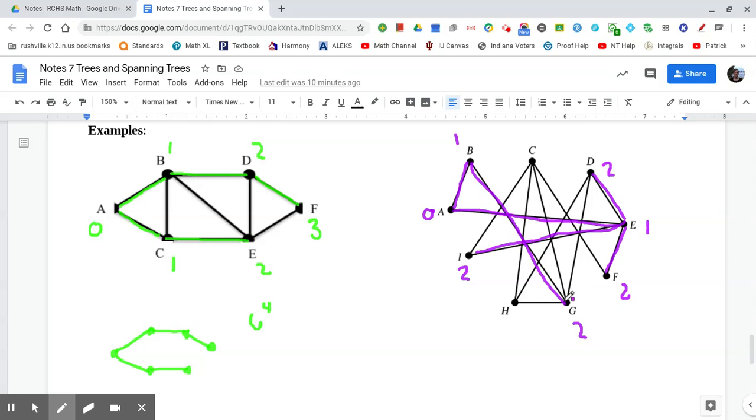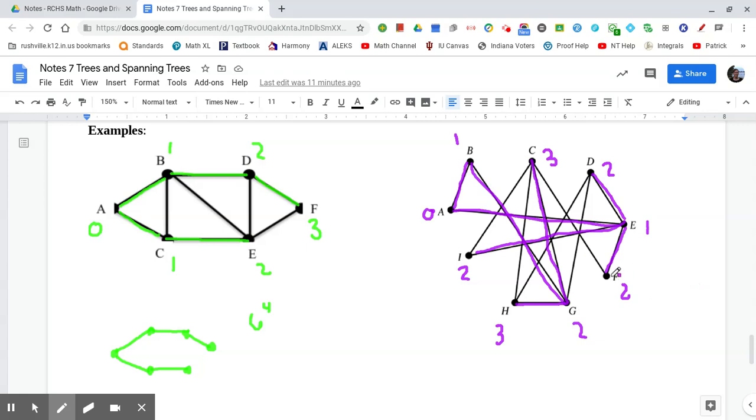All right, and then H isn't yet labeled. It's adjacent to a 2, so I'm going to label it with a 3. C is adjacent to a 2, so I'm going to label it with a 3. Now I have lots of options here. Just choose one. All right, so I could go G to H. I could also go G to C. All right, there we go. Now I have gotten to all of my vertices.